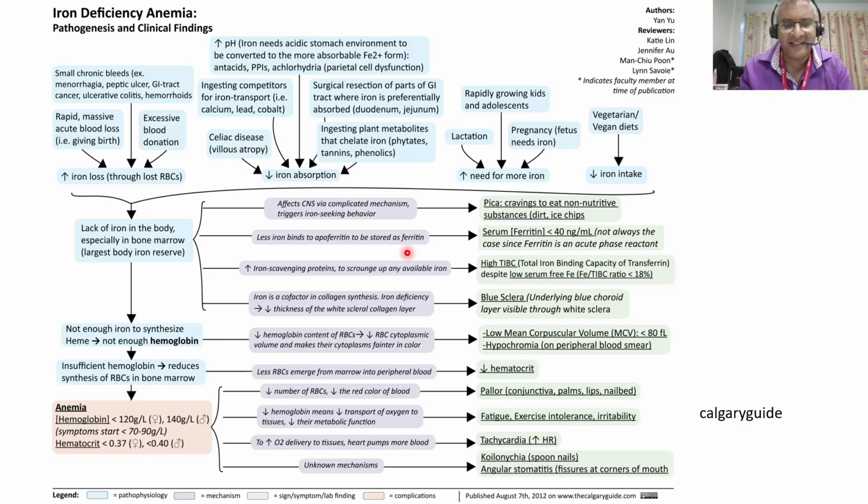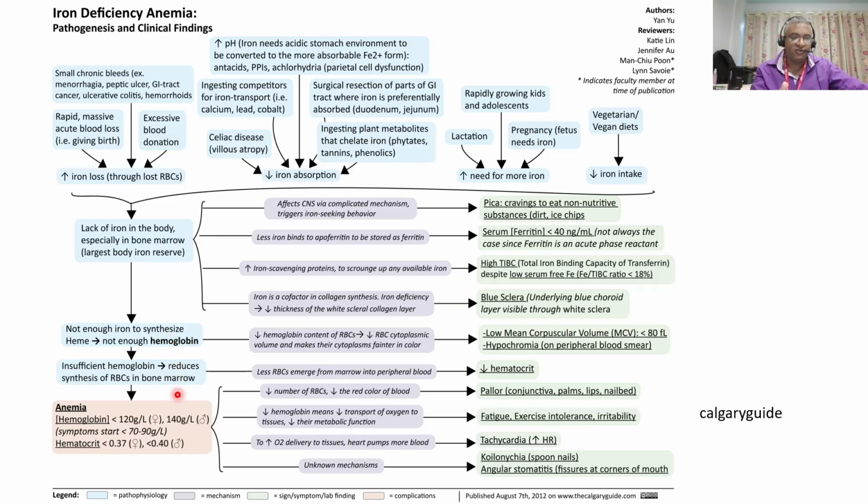So this is a beautiful slide taken from the Calorie Guide, just breaking down the pathogenesis and clinical findings behind iron deficiency. As we know, to have a state of iron deficiency, either there's decreased iron absorption, increased iron loss, or there's diminished iron intake, or the need for more iron. And as you can see, these are those etiologies. Lack of iron in the body, especially in the bone marrow, which has the largest reserve for iron in the body, means there's not enough iron to synthesize hemoglobin.